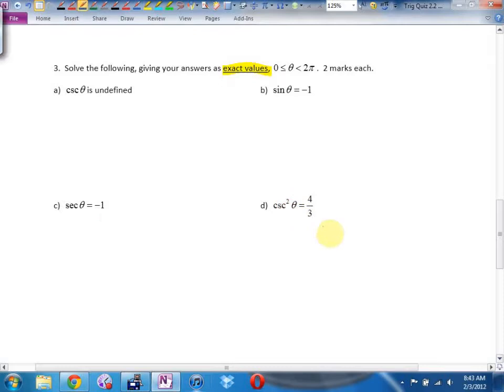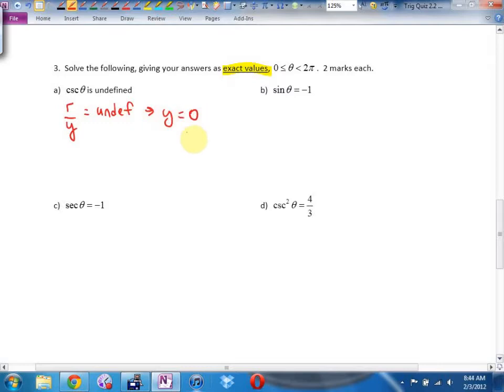Now, cosecant is undefined. Undefined, is that negative or positive? Doesn't help me. Cast rule really won't get me anywhere. Now I have to fall back on the very definition of what cosecant was. Cosecant goes with sine, because sine was y over r. What they're really saying is r over y is undefined. When will this be undefined? When y is 0.